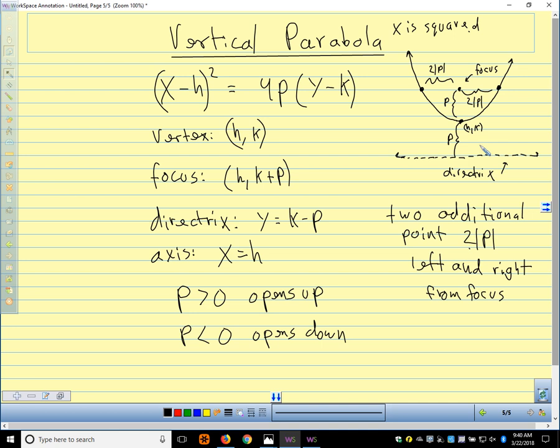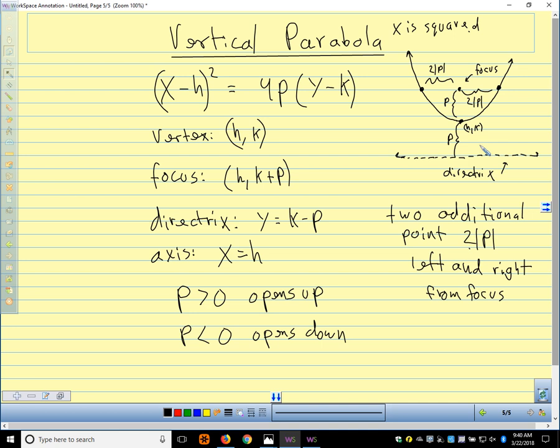And we'll talk about a special thing about the focus right at the very end. I want to have a nice demonstration of how to draw a parabola. All right, questions here? Okay, I'm going to do the same thing for a horizontal parabola. And then we'll do some examples.